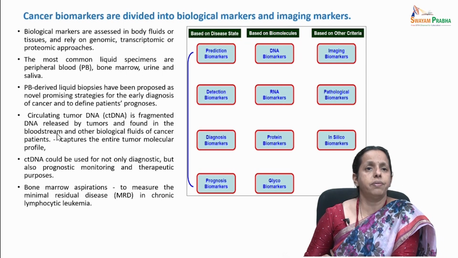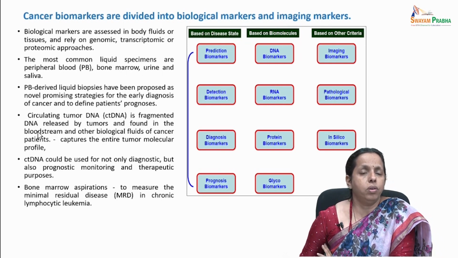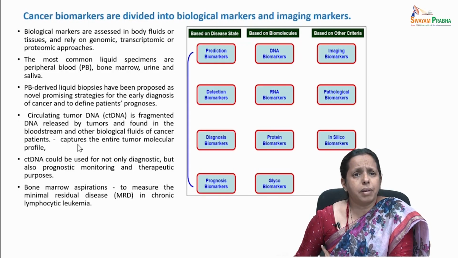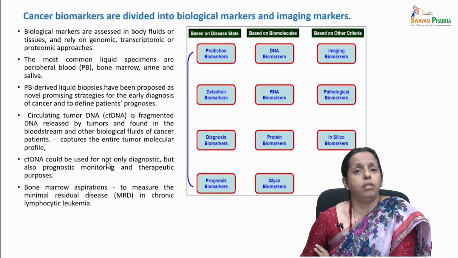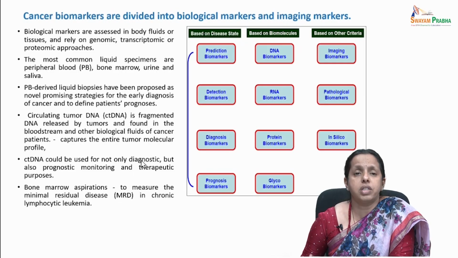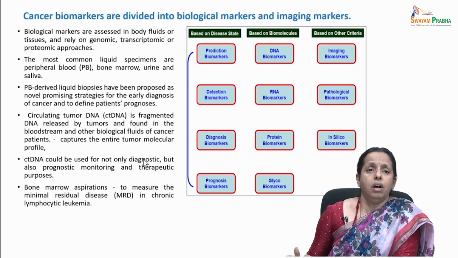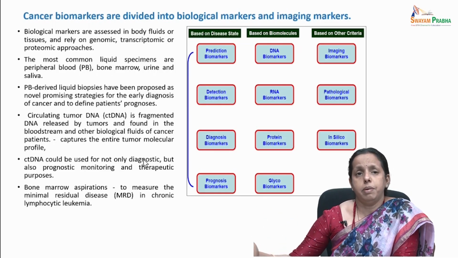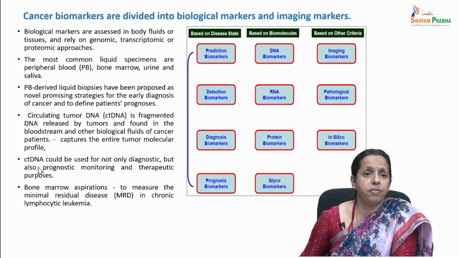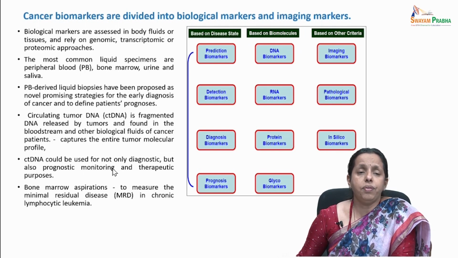Circulating tumor DNA is fragmented DNA released by tumors and found in the bloodstream and other biological fluids of cancer patients. This ctDNA molecular profiling captures the entire tumor molecular profile. Not only at the time of diagnosis, when the patient first reports, but you can also monitor therapeutic response, maybe 2 months after chemotherapy or radiation. Yes, ctDNA molecular profiling definitely really helps.